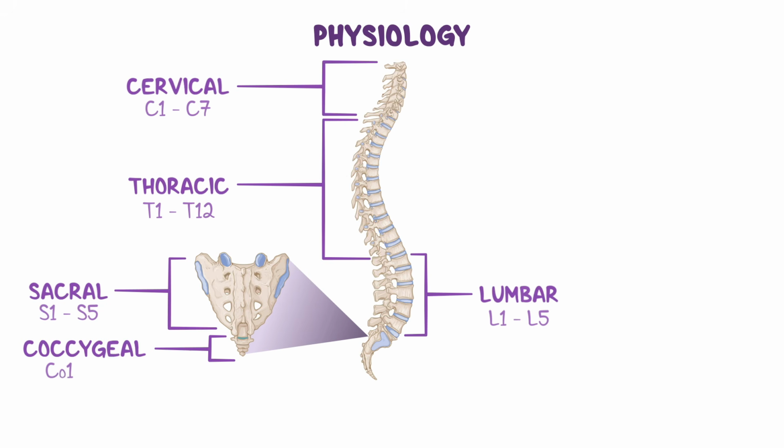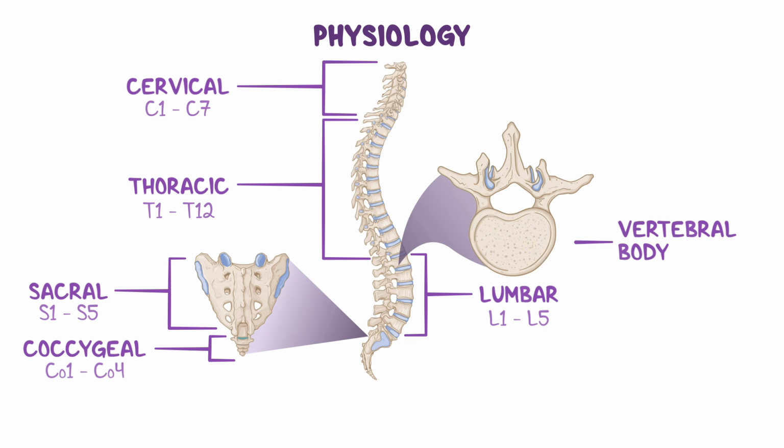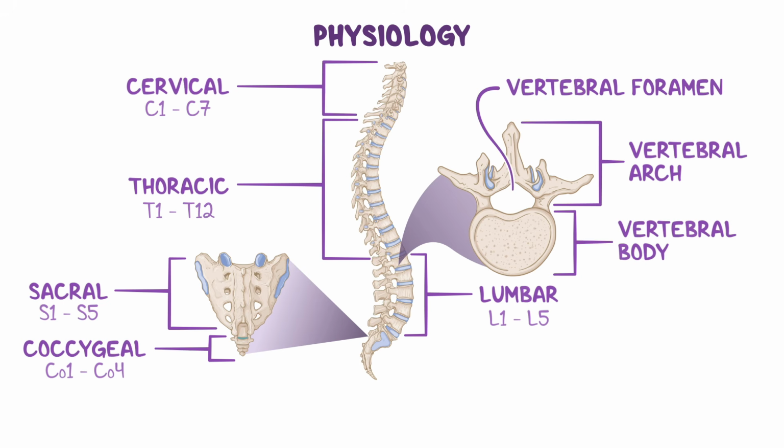vertebrae, CO1 to CO4. Now, each vertebra has 2 main parts, the vertebral body at the front and the vertebral arch at the back. Together, they form a central opening called the vertebral foramen. When the vertebrae stack up, these openings align to create the vertebral canal, which houses the spinal cord.